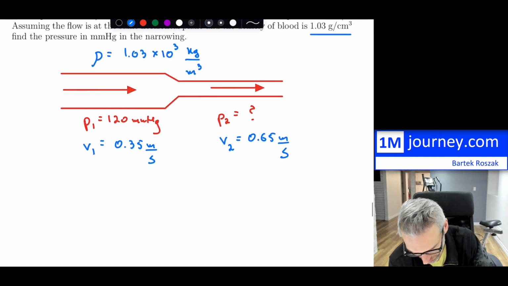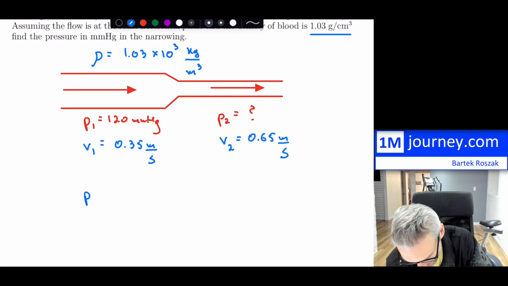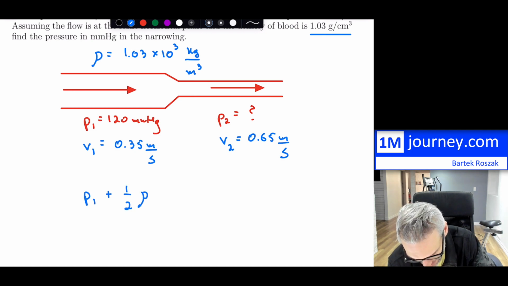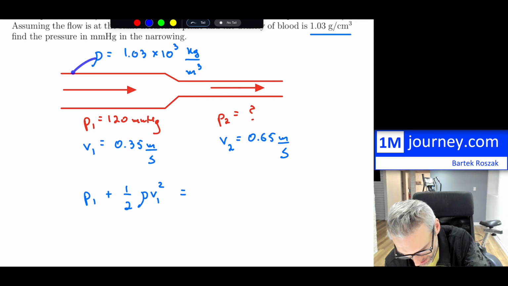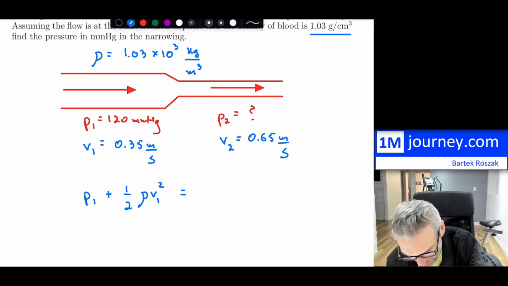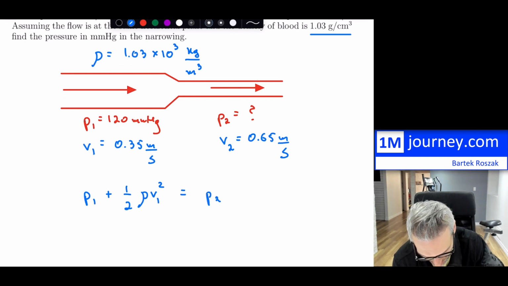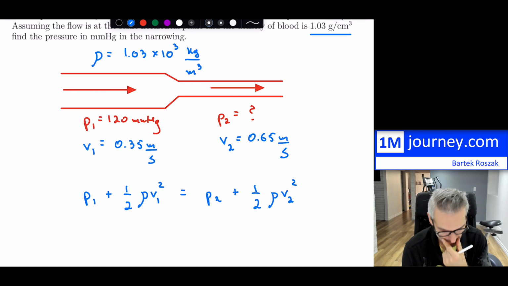Now, what does Bernoulli's principle tell us? It tells us that the pressure plus 1/2 the density times the speed squared on this side is equivalent to what we have on the other side, which is pressure 2 plus 1/2 the density times V2 squared.